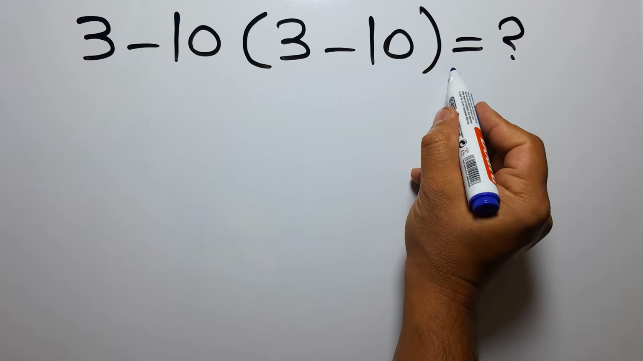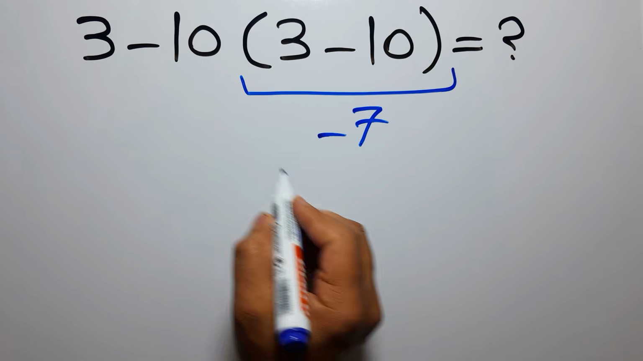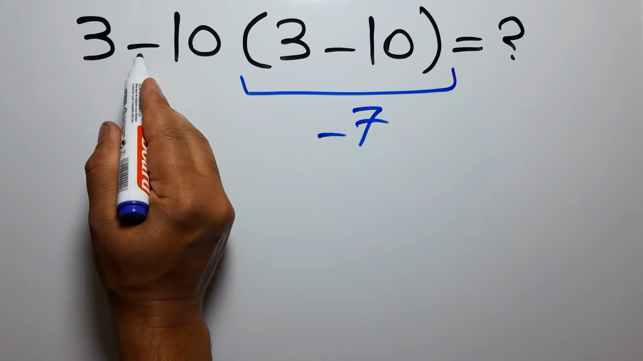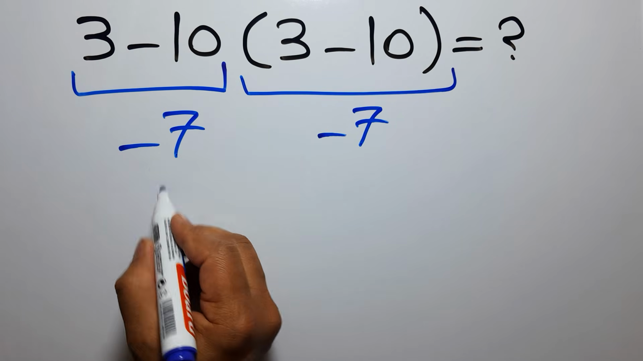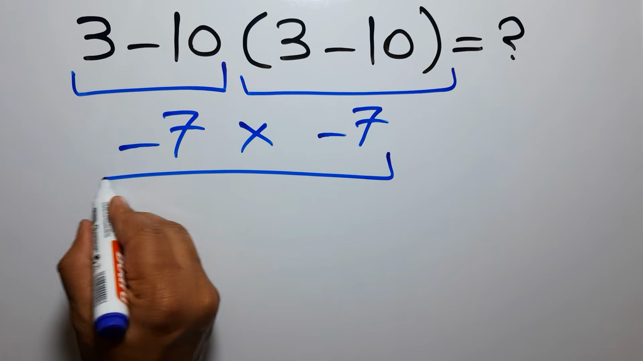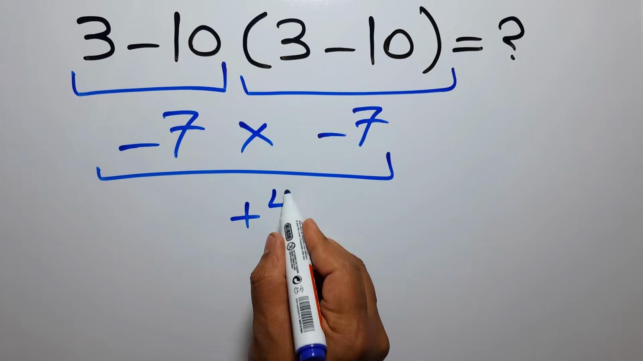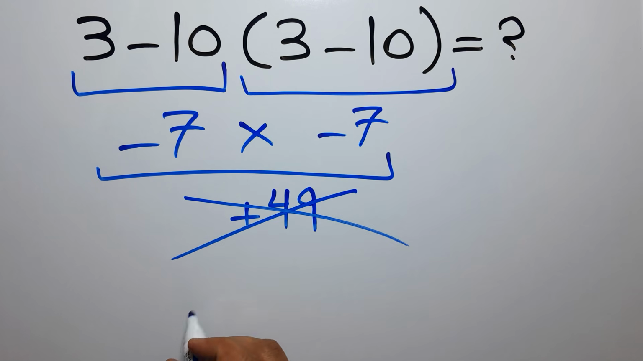3 minus 10 gives us negative 7. And again here we have 3 minus 10. So negative 7 times negative 7 gives us positive 49. But this answer is not correct.